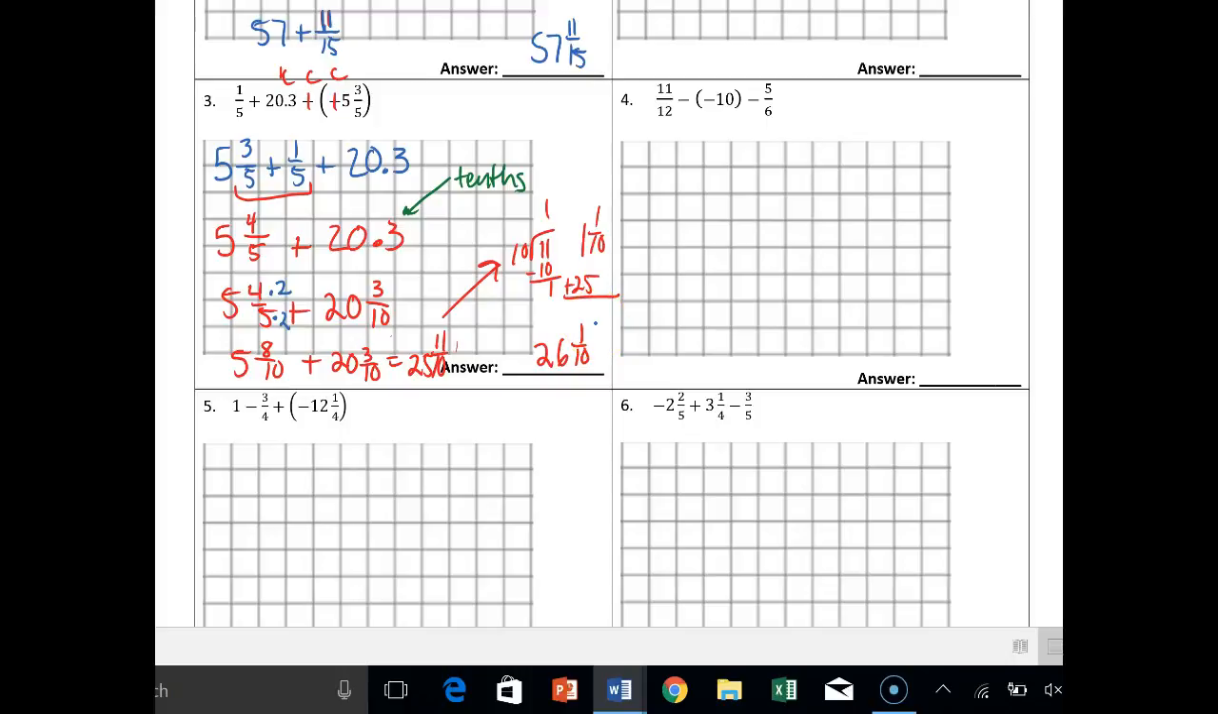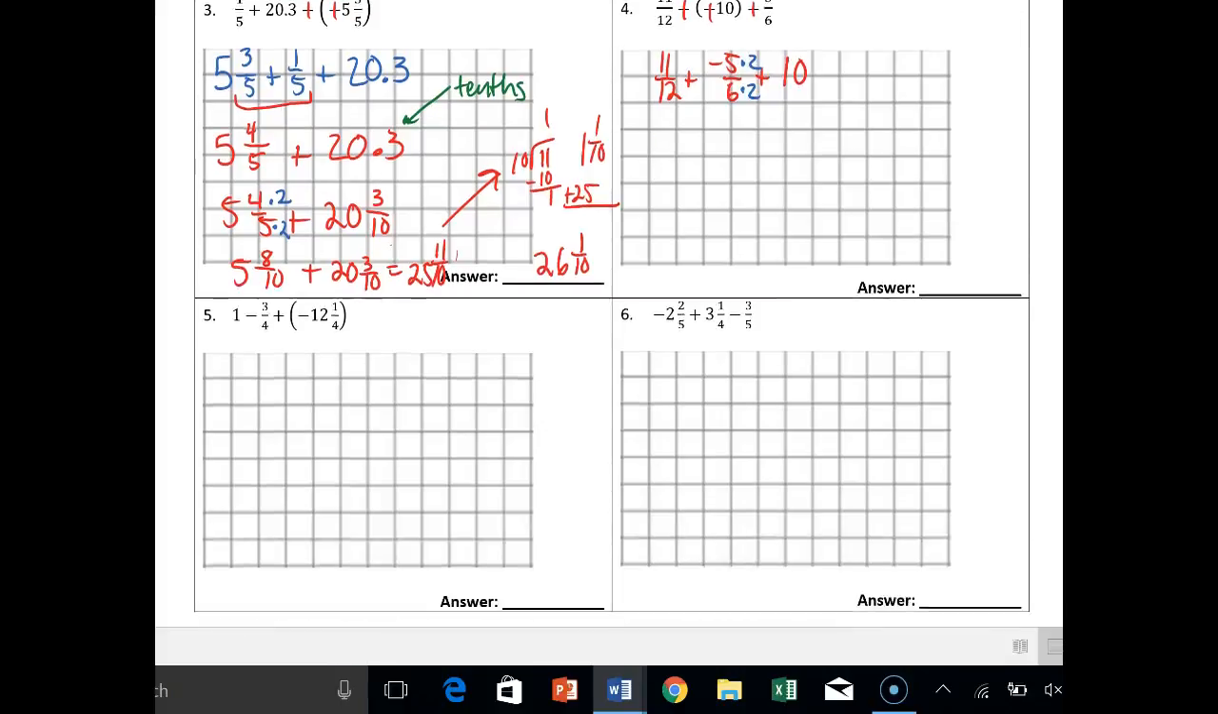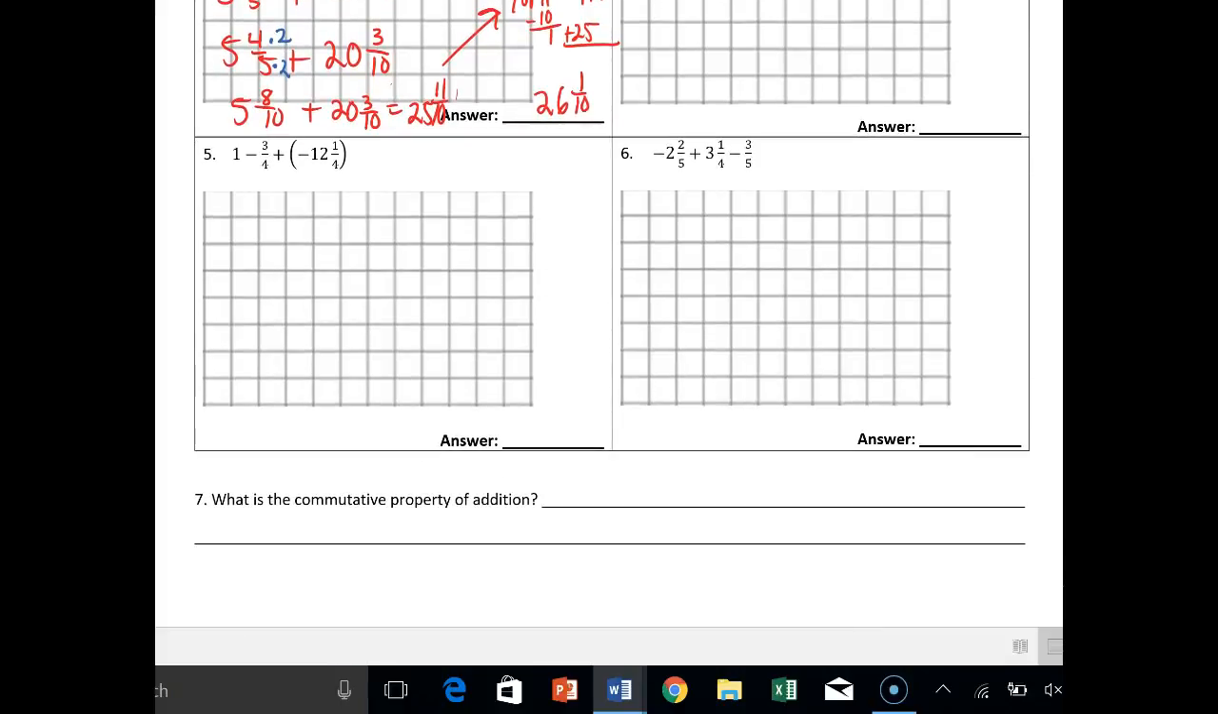Right? If we keep, change, change on number 4, you're going to get 11/12 plus negative 5/6 plus positive 10. And basically the only thing you're going to want to do here is find common denominators first, right? I'll let you go ahead and finish that one. All right, number 5, let's do keep, change, change first.